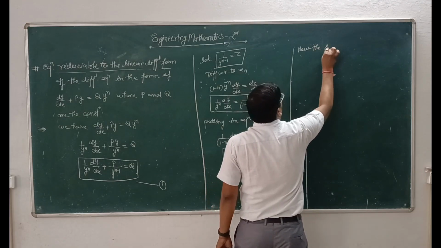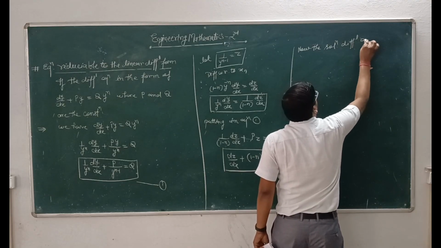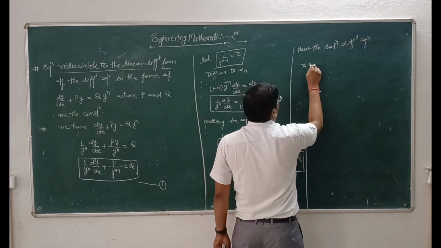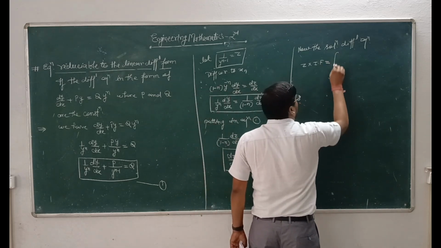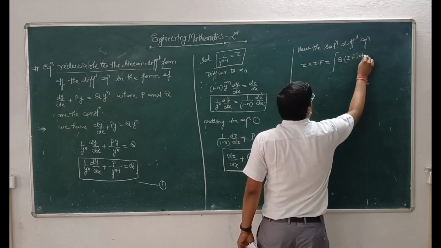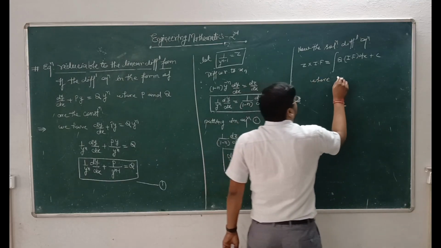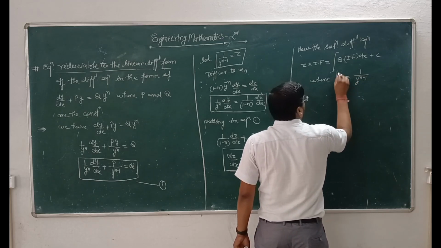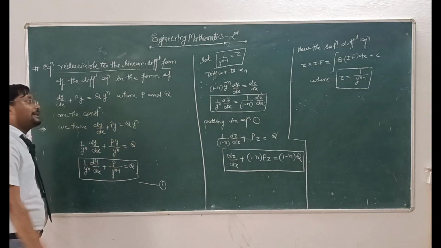Now the solution of the differential equation, you can write z into IF is equal to integral Q into IF into dx plus c, where z is equal to 1 upon y to the power n minus 1.